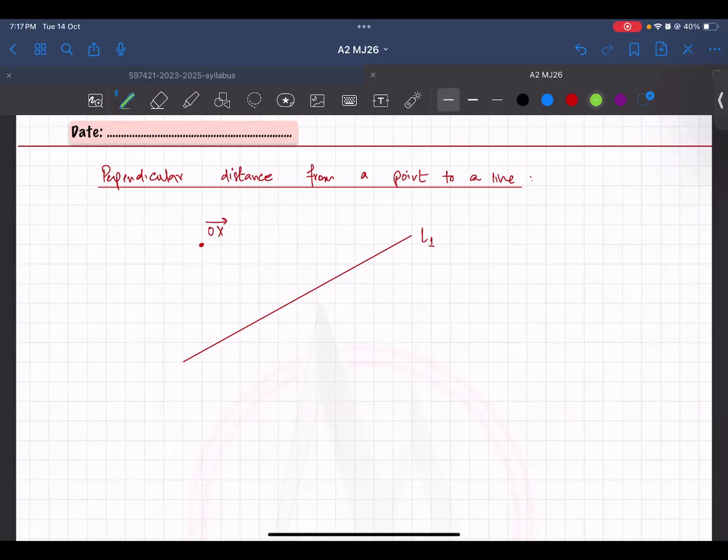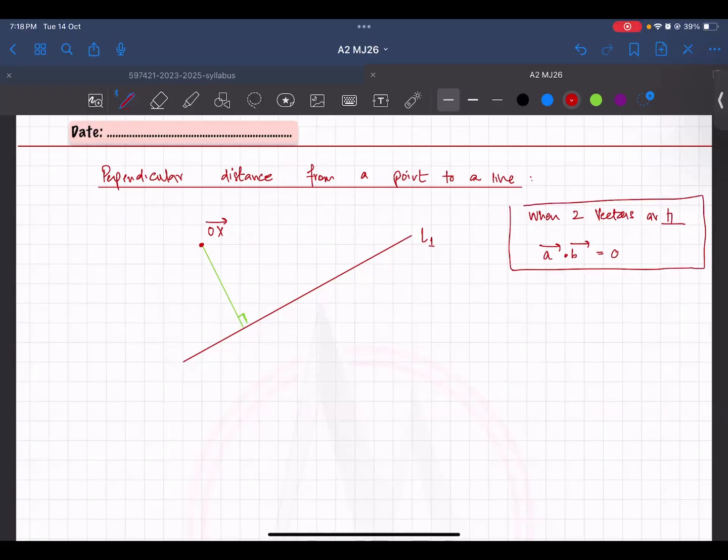And what are they asking you? They are asking you to get the perpendicular distance between the line and this point. Okay, so this is the interesting thing. Now one more thing I forgot to tell you, that when two vectors are perpendicular, their dot product comes out as 0 always. Why?